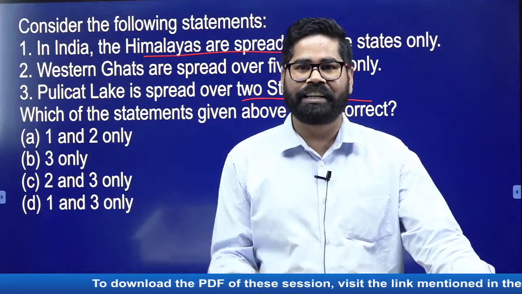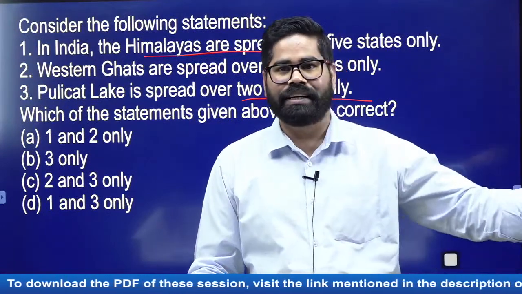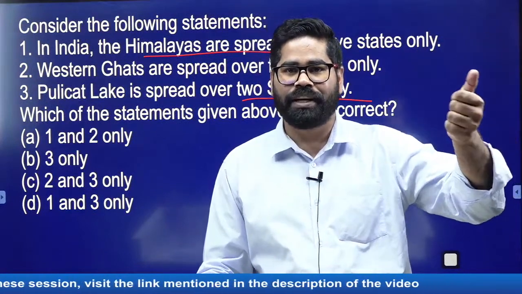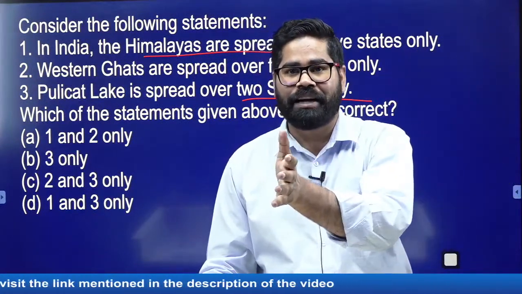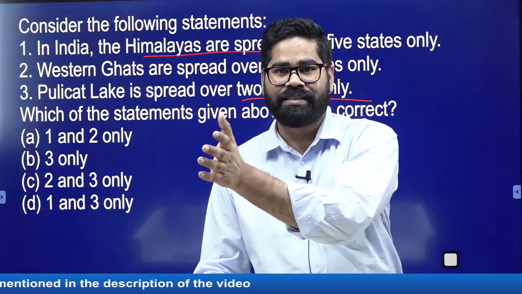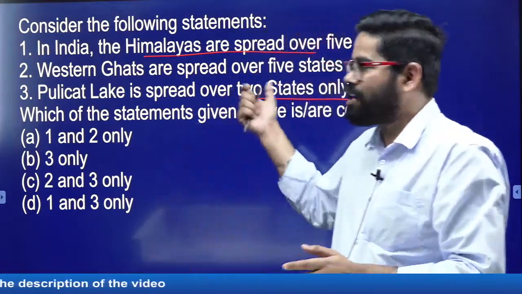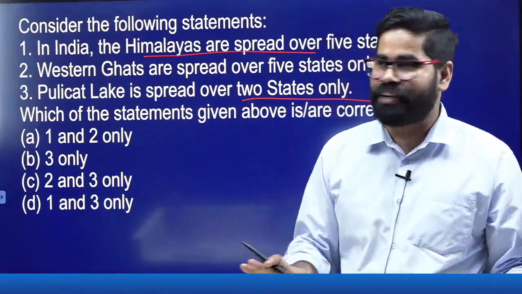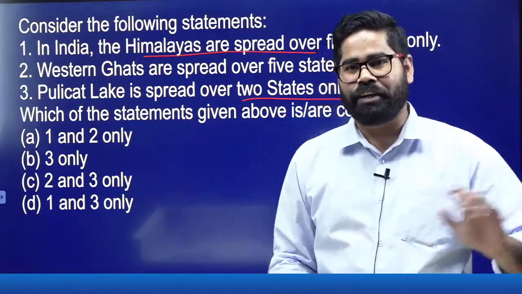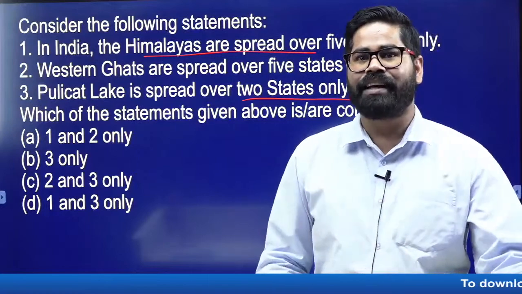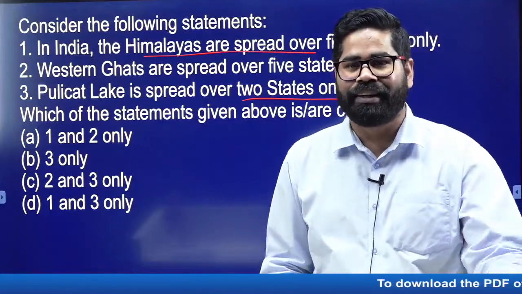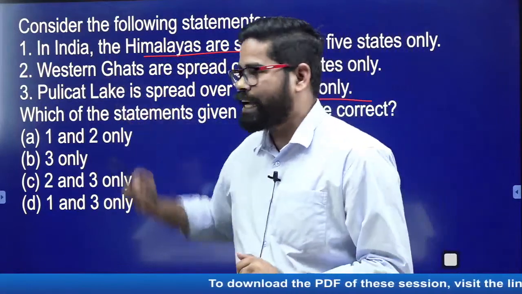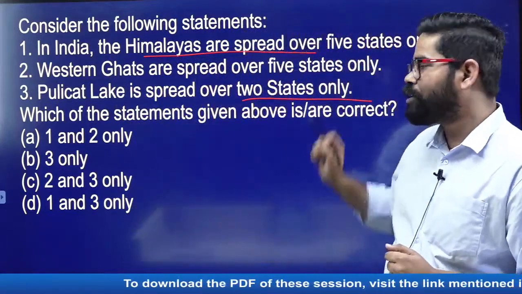And even if you forget about them, you have different states here, like Jammu and Kashmir, Ladakh, then Uttarakhand, Himachal, then Sikkim, West Bengal, Arunachal Pradesh. Even in this, you can see that there are more than 5 states. So the first statement is definitely incorrect. Even if you count Jammu and Kashmir and Ladakh as 1, as when this question was framed, then also this would be an incorrect statement. If you see the second one, Western Ghats are spread over 5 states.